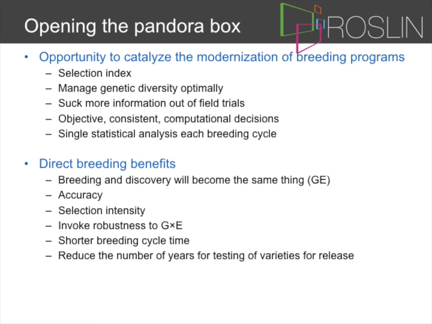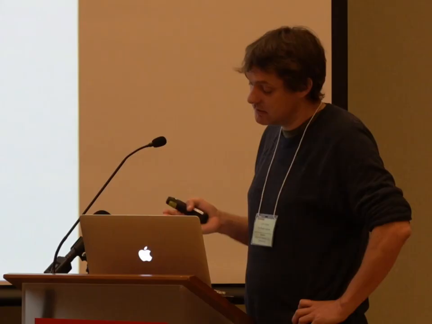Inside, there are direct breeding benefits, so breeding and discovery could become the same thing, to find these genome editing targets. We can hit accuracy, selection intensity. Because we are accumulating training data sets over many years in many environments, I think we'll start to invoke a robustness to G by E, which was not possible in the past, where the big selection intensity was happening with, let's say, single location trials in many breeding programs. If we go after shorter generation interval or shorter breeding cycle time, I think that's where there's the biggest bang for the buck. And potentially we can also reduce the number of years that we would test varieties, but I didn't really talk about that.